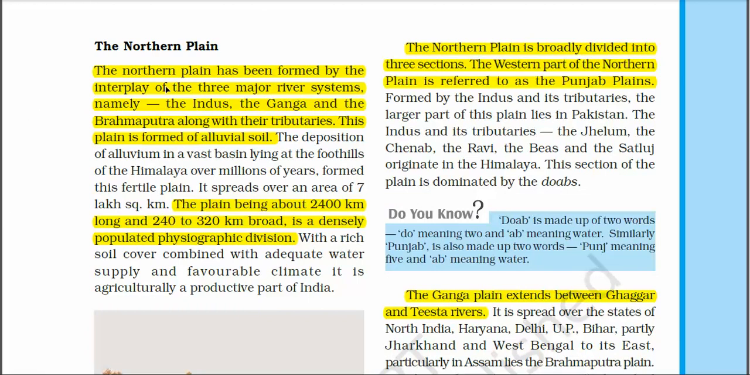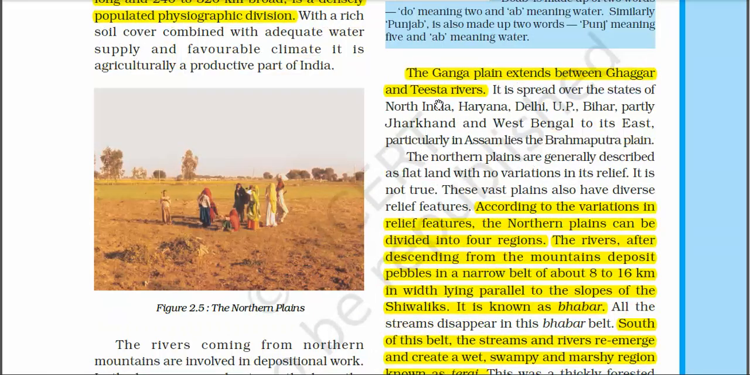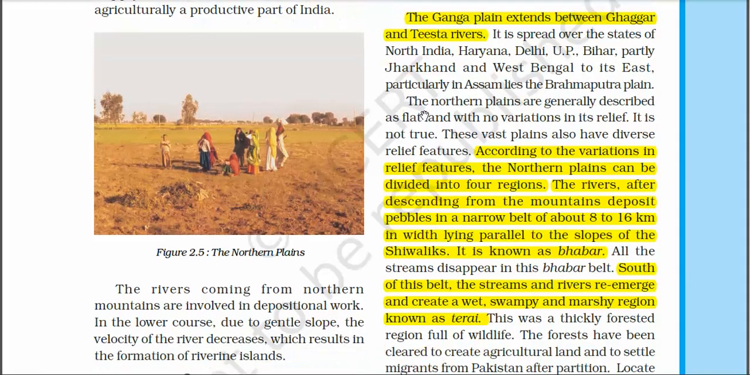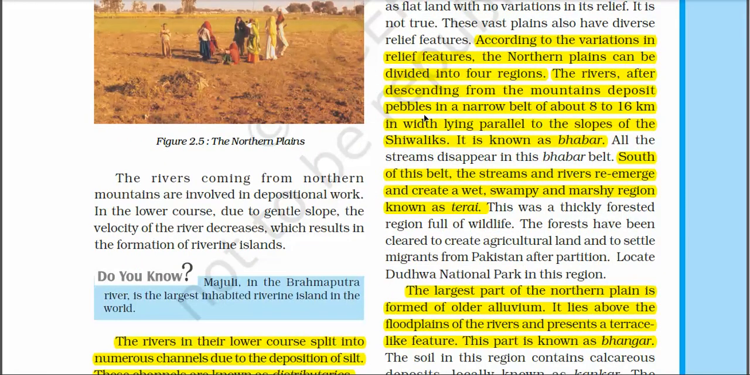The northern plains are broadly divided into three sections. The western part of the northern plains is referred to as the Punjab Plains. The Ganga Plain extends between Ghaggar and Tista rivers. According to the variations in relief features, the northern plains can be divided into four areas.